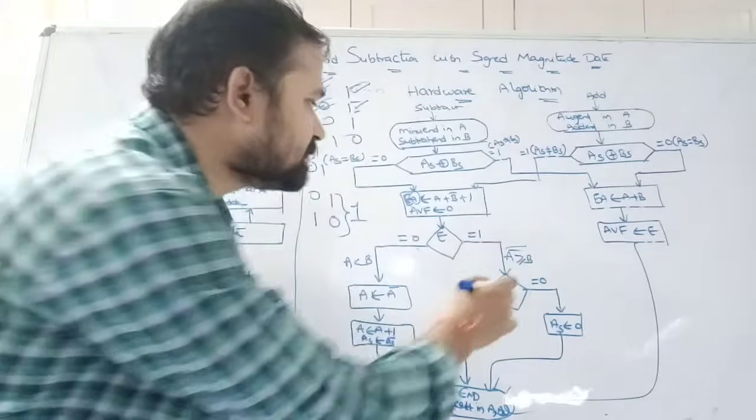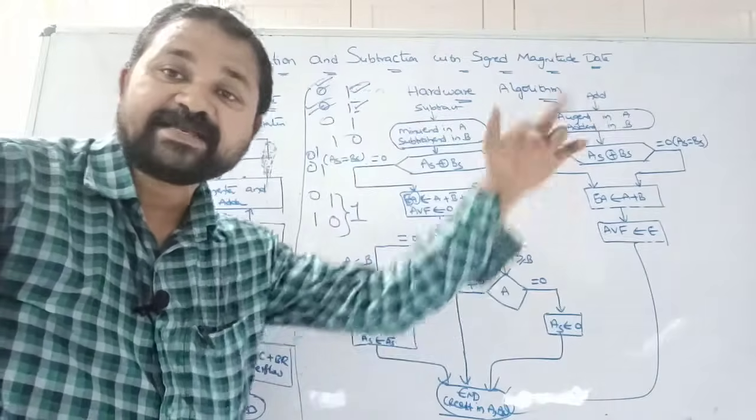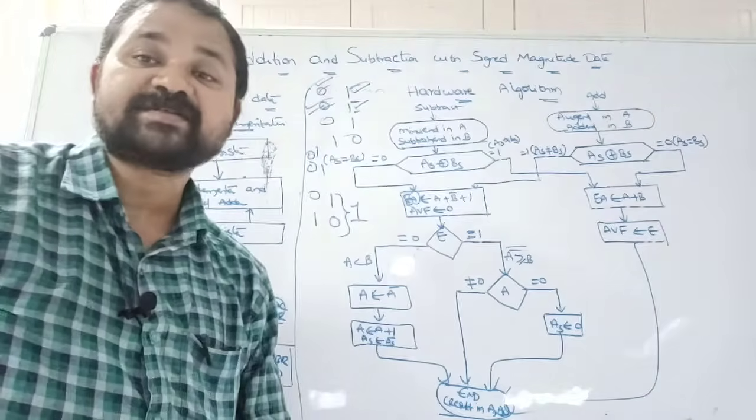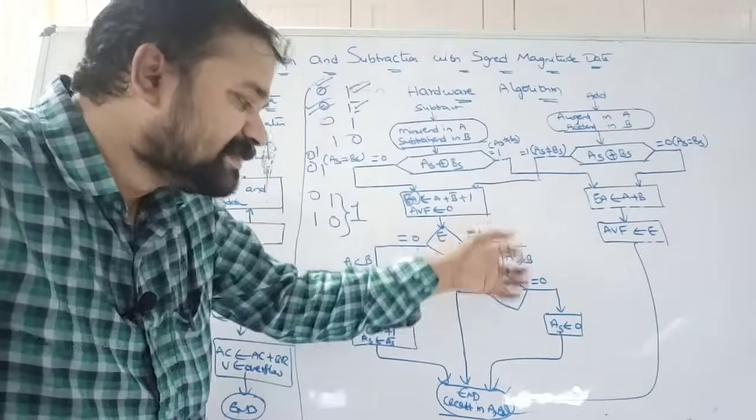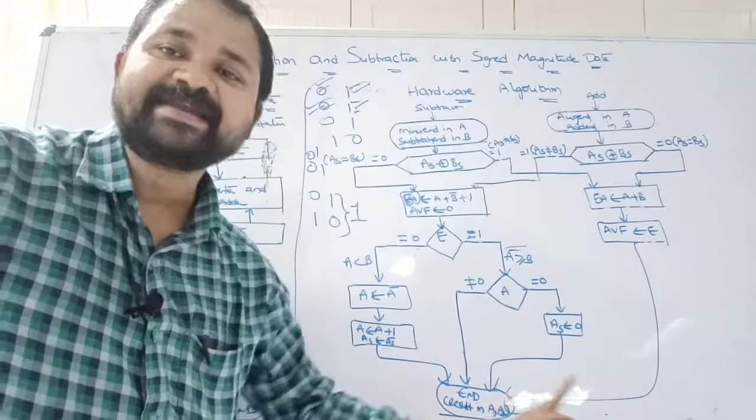Because here E value is 1, it is a positive number. The first number is greater than B, so here the result is a positive number. So there is no problem. This A becomes the entire result, and the result is present in A and AS.